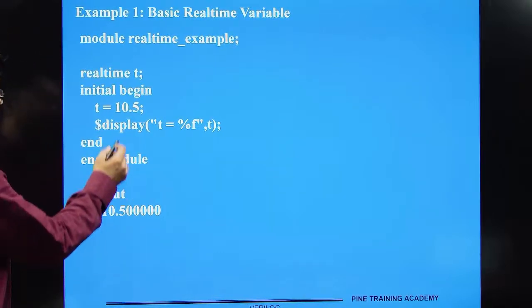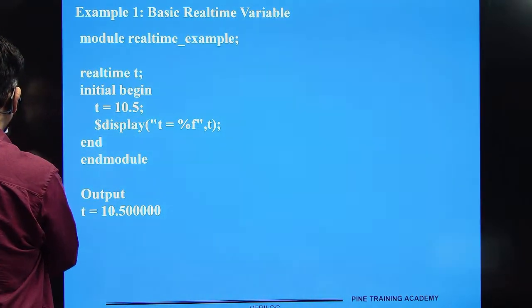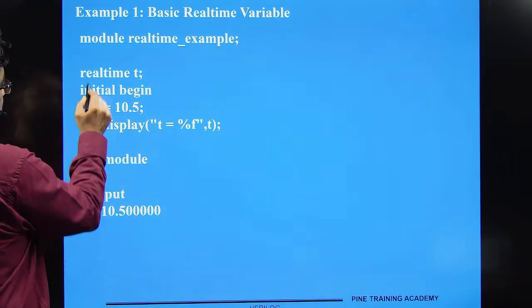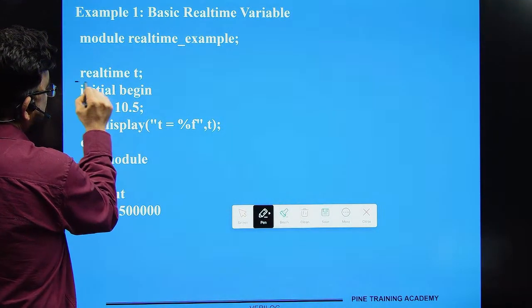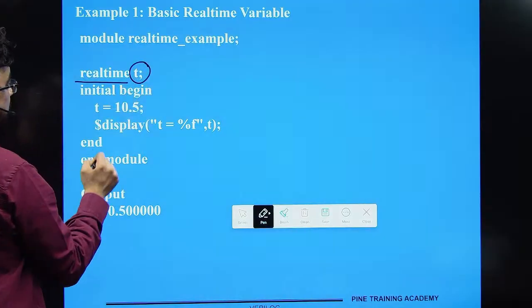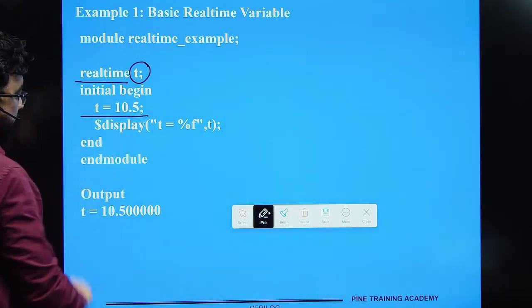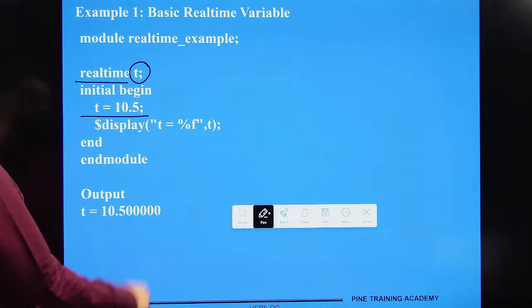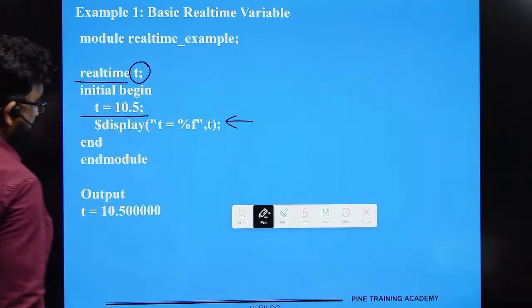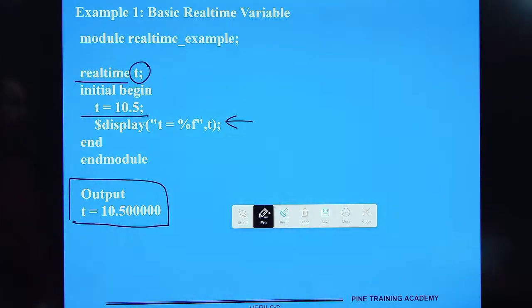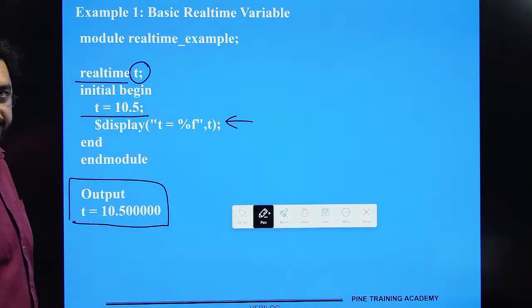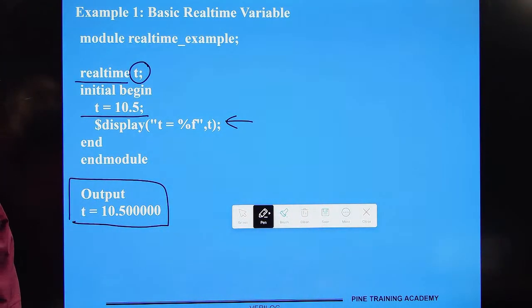Okay, so one basic real time variable example. So if t is 10.5, see here, this is your syntax, this is your variable, initial begin t = 10.5. Okay, and this is your display syntax. Okay, so output is 10.5. Output is 10.5.